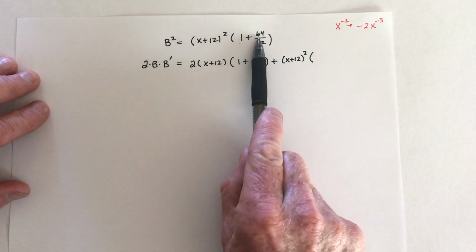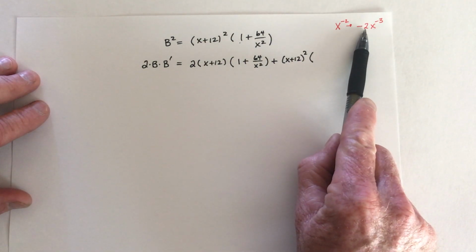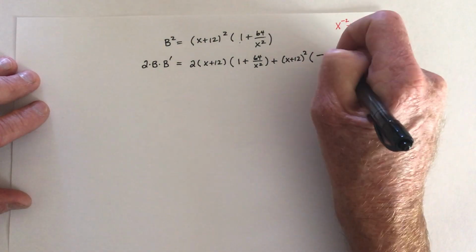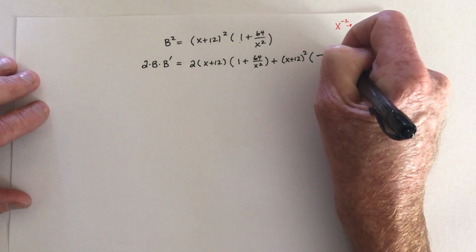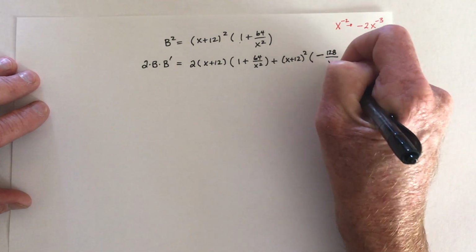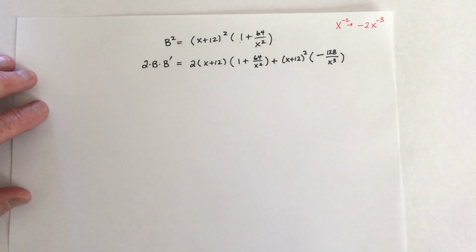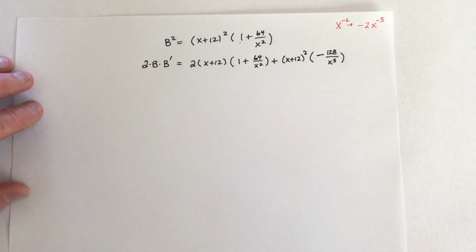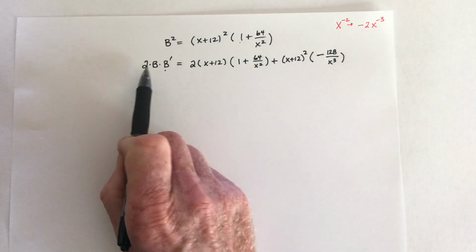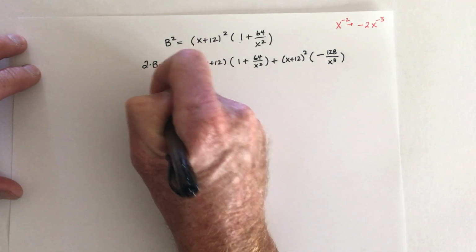So the 64 can stay there, and then when I take the derivative, I'll have an extra negative 2 times that. So that would be negative 128. And then instead of writing x to the negative 3, I would write it as over x cubed. Okay, now set the derivative equal to 0, which means this side is going to be 2 times b times 0, so that means it's 0.